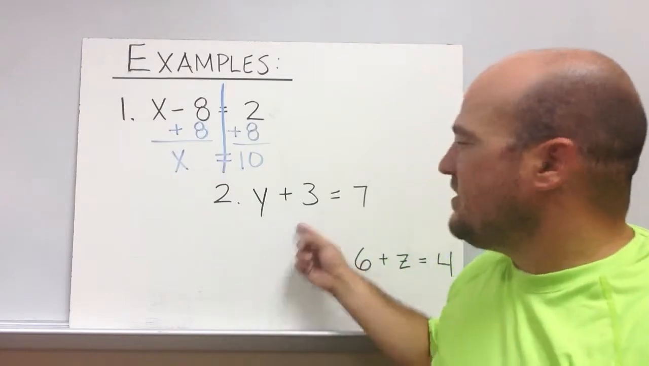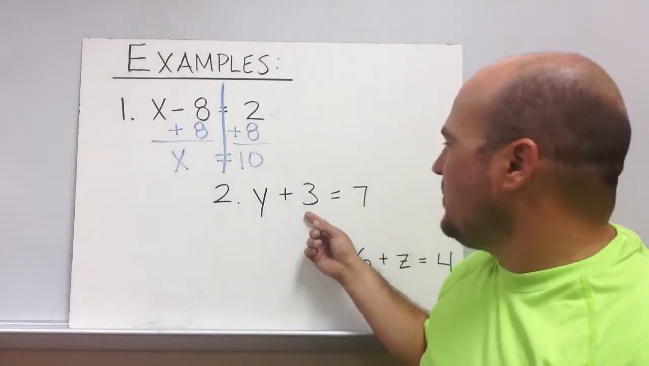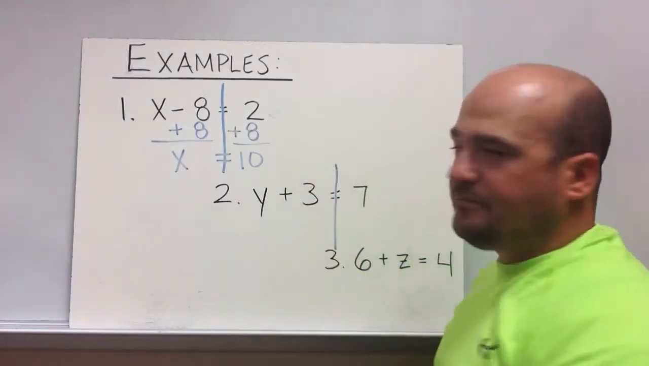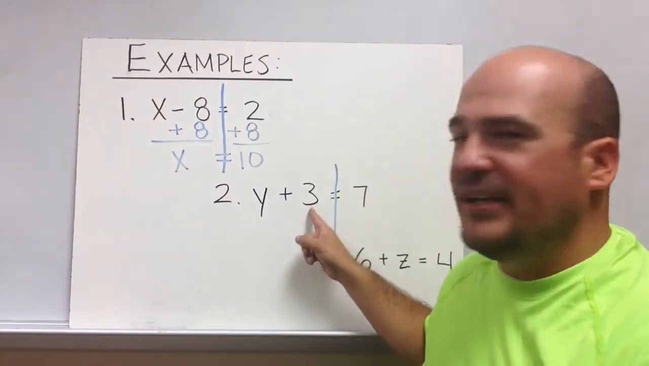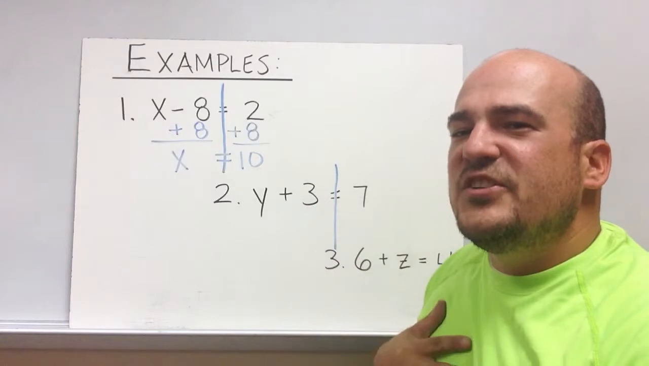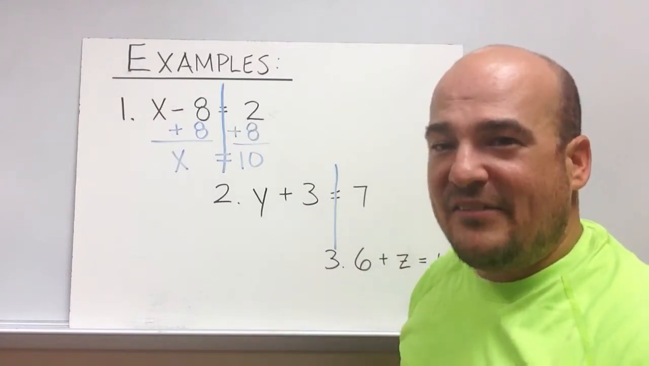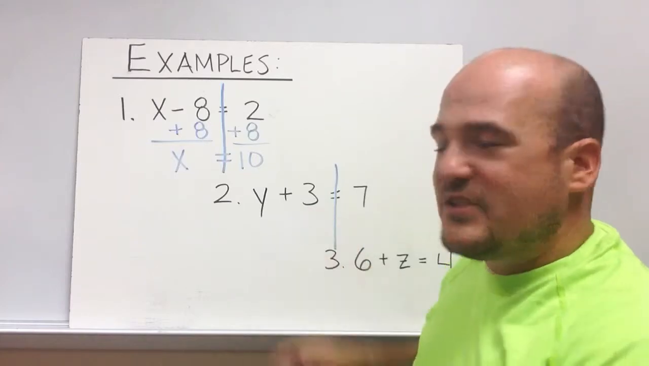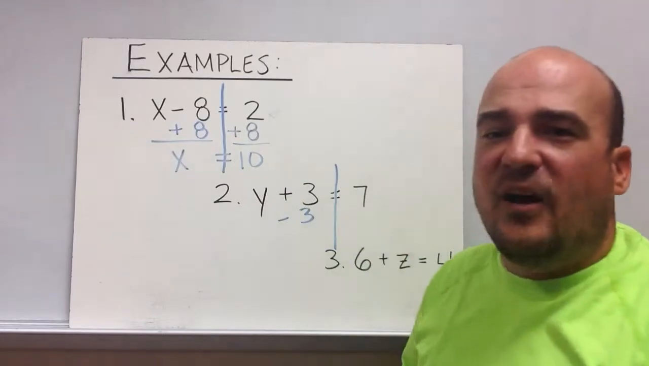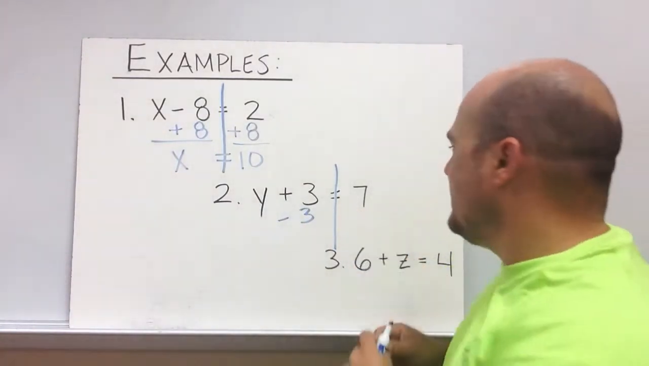Let's try another example. This time I've got y plus 3 equals 7. I'm going to draw this line down my equal sign again. This time I have a plus 3, and I want to cancel out that plus 3. So I need to do the opposite of plus 3. And because I'm such a smart mathlete, I know that the opposite of plus 3 is minus 3. I also know that if I do minus 3 to one side, I also need to do minus 3 to the other side.